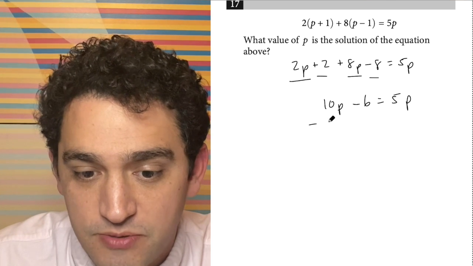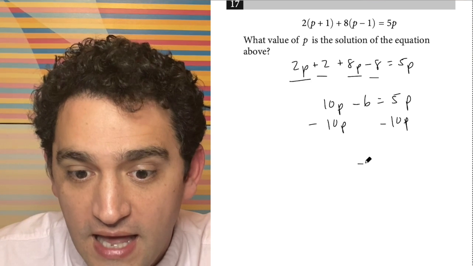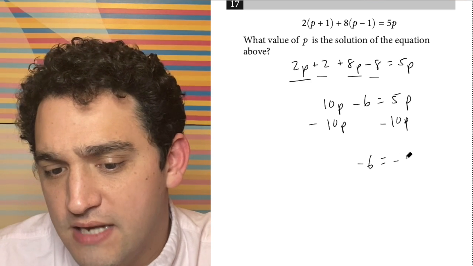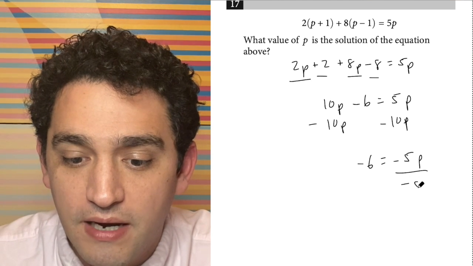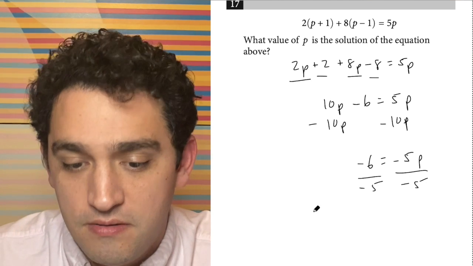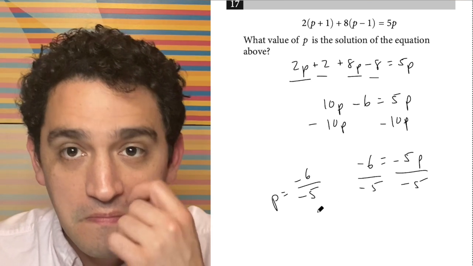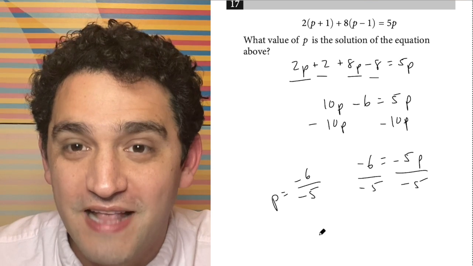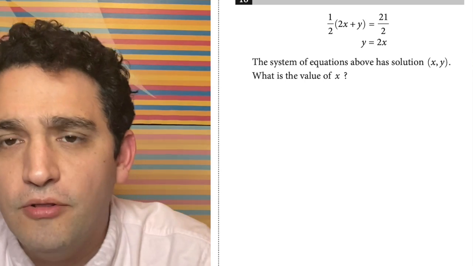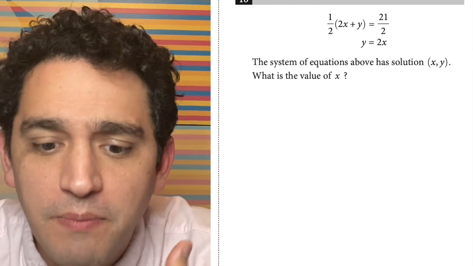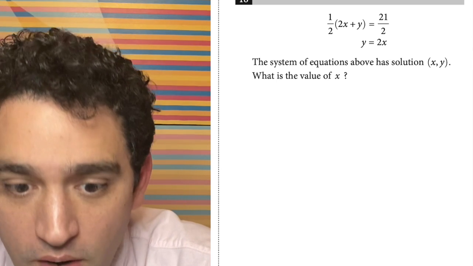2 minus 8 is negative 6, equaling 5P. Okay, let's subtract 10P from both sides, and we get negative 6 equals negative 5P. And to isolate P, we divide by negative 5. P equals negative 6 over negative 5, which of course the negatives cancel out and we get 6/5. That's our answer. Now looking at number 18, it looks kind of complicated, but it is two linear equations.